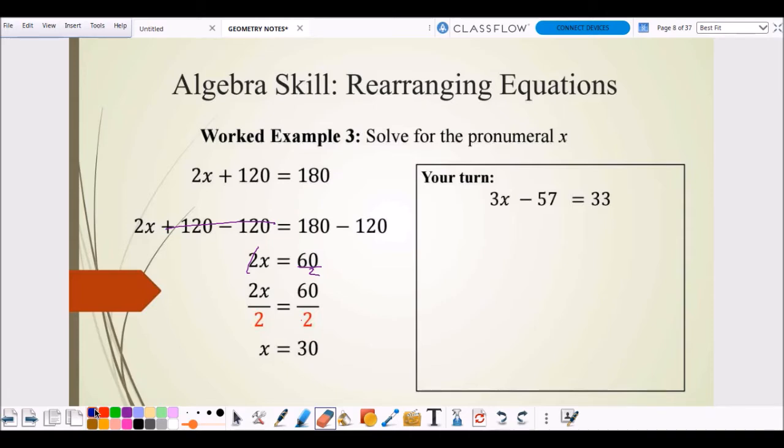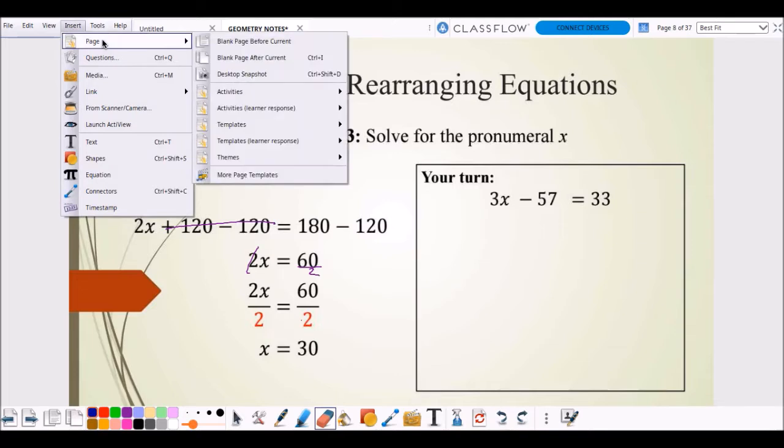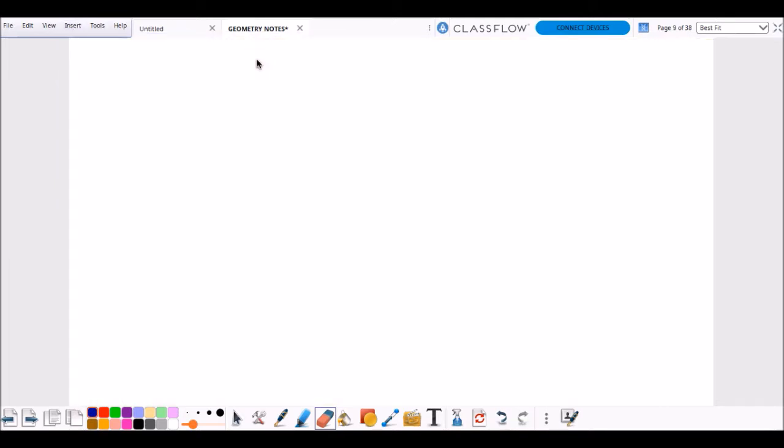Let's see. So put in a page after this. Okay, so let's say my equation is 6x plus 20 equals, we'll go with 70. Oh no, we'll go with 80. Okay, 6x plus 20 equals 80.